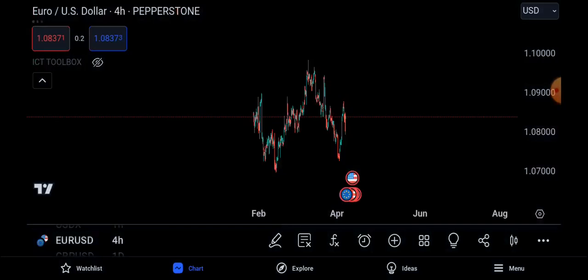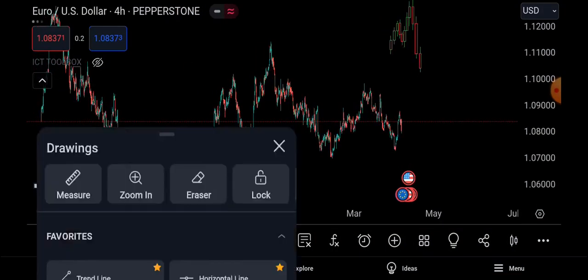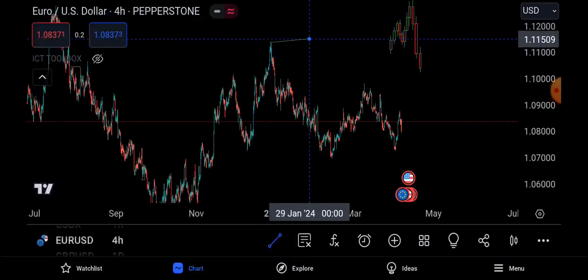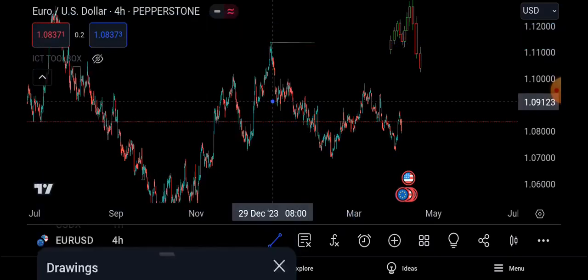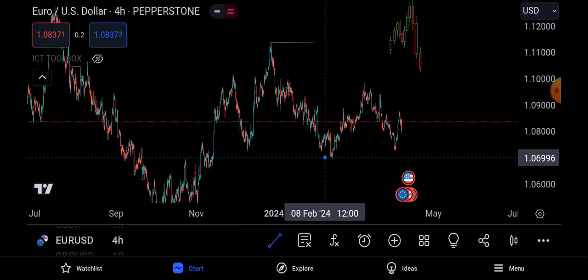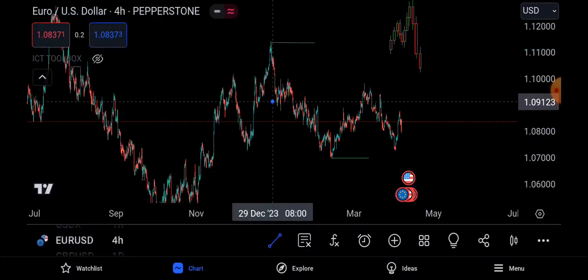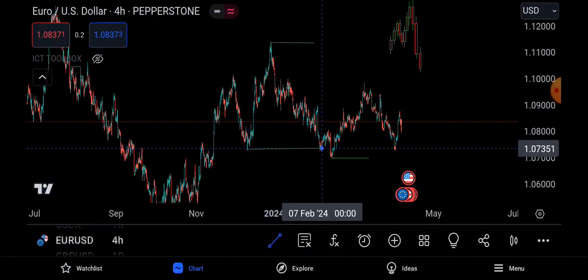I'm going to go to the 4-hour. Alright, so I am going to pick this as my external range liquidity high. Okay, then I will pick this as my external range liquidity low. Then I'll pick this as the previous external range liquidity low that we have taken out.